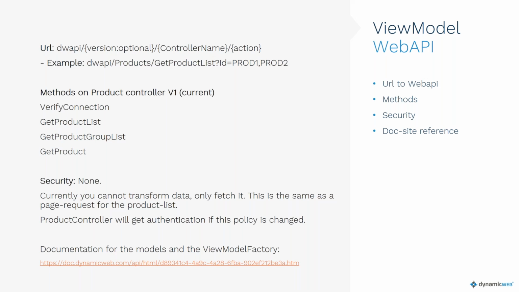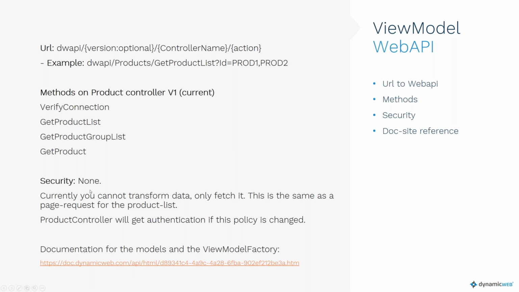And we have a number of methods that you can call on the product controller in the current version. So you have something called verify connection, and then you could get product list and group list and get a single product. And those are the ones that are currently supported. And you can just take a look in the web API documentation, because the view model factory is basically defining what is possible and how it works and what are the properties and so on.